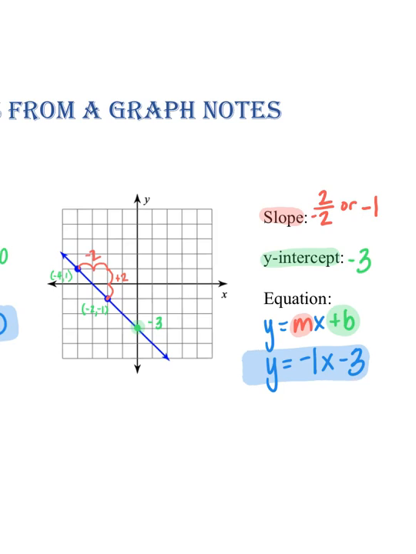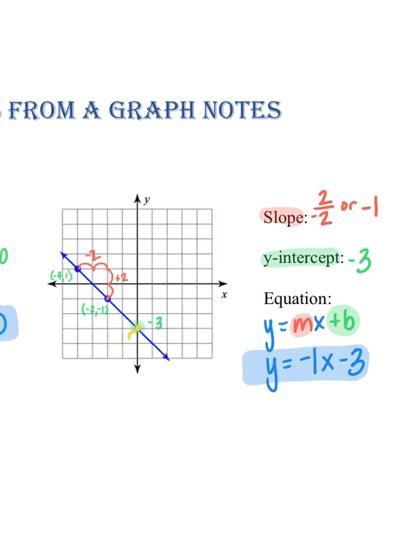Now, I can check myself. I can go back. Let's use yellow. I know that I need to graph my y-intercept first whenever I graph a line. And I see that my y-intercept is at negative 3. And my slope says that it's negative 1, which tells me one of two things.